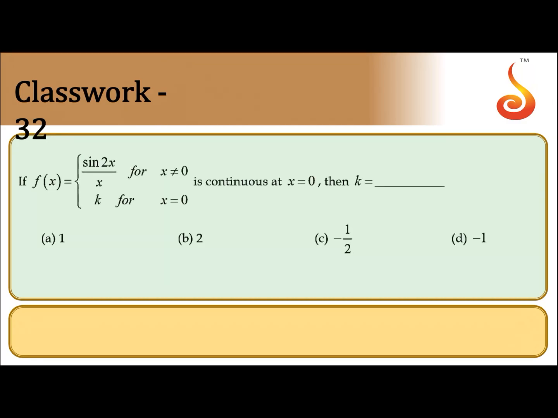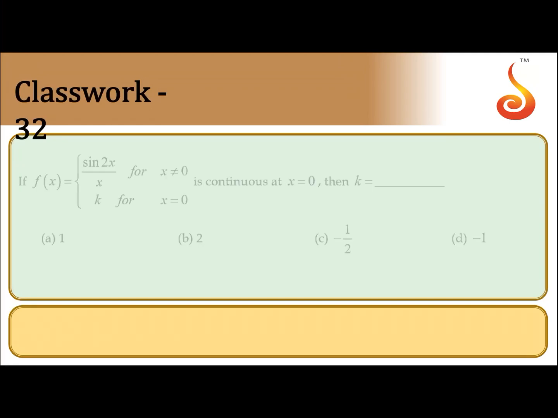Coming to the next one. Sin 2x by x, as x extends to 0, is equal to k. The function is continuous means the limit of the function equals the value of the function at x equals 0. Continuous at x equals 0 means f of 0, that is equal to k, and that is nothing but the limit as x extends to 0 of sin 2x by x. As I told you, sin 2x by x can be replaced by 2. So the answer is nothing but k is equal to 2x by x, x cancels, we get 2. So the answer is equal to 2.